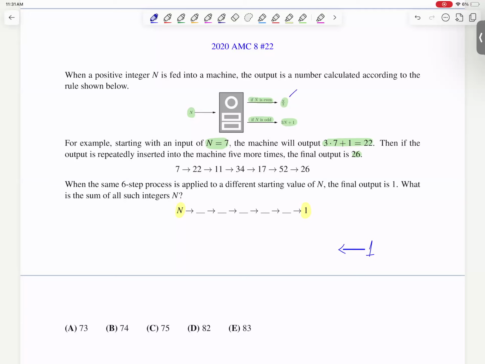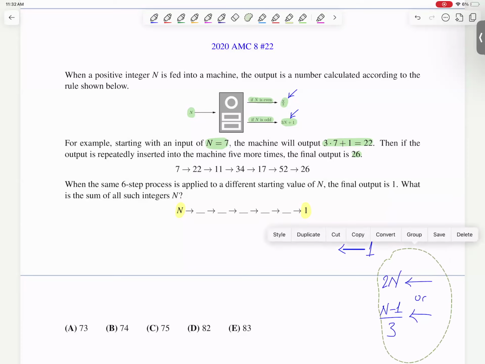If n is even, we divide by 2; if n is odd, we multiply by 3 and then add 1. So to reverse this process, either we multiply by 2, or we subtract 1 first and then divide by 3. These are the ways to reverse the process, and each time we have to get a positive integer value. Okay, let's start with the first reversing.